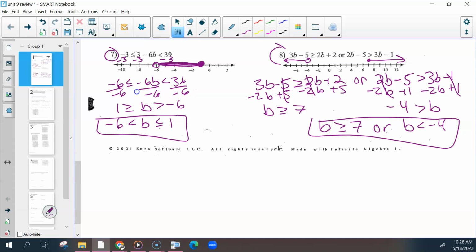What questions do we have about either of those inequalities? Go on to the next page.